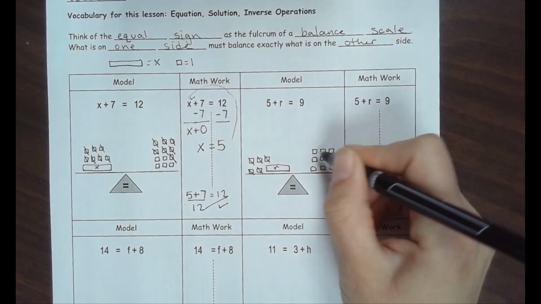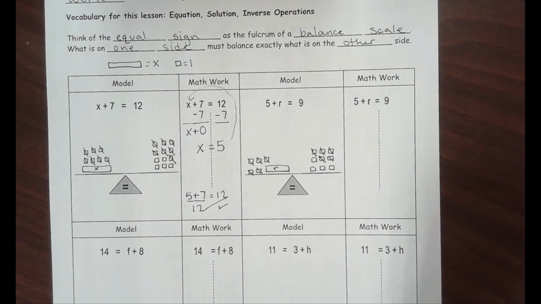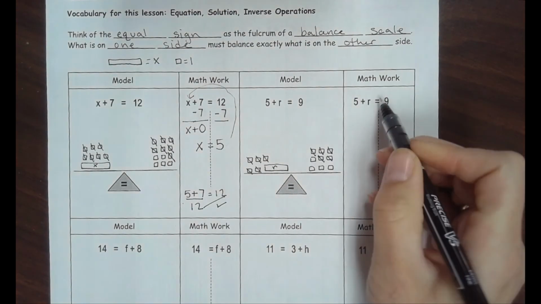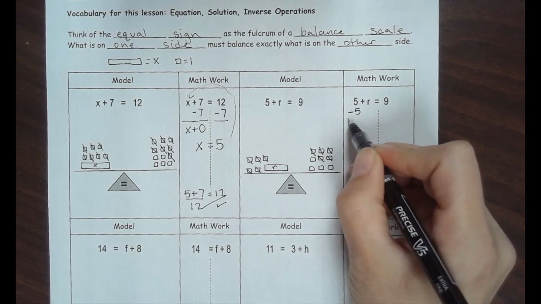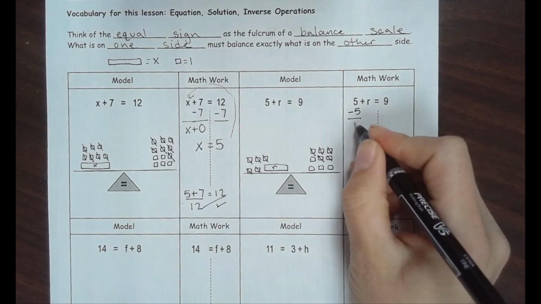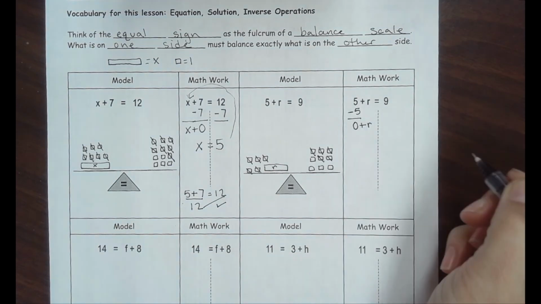But if I do it to one side, I have to do it to the other to keep it balanced. So take 5 off of this side. Now show your work over here. What did you do? You took 5 blocks away. So if I took 5 blocks away from the 5 blocks that are there, I'm left with 0 of the little blocks, but I still have 1 r there.